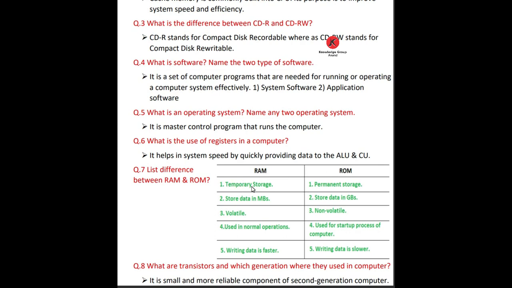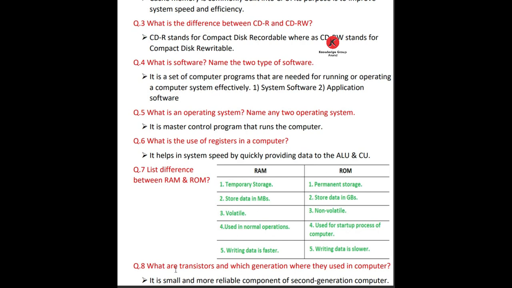RAM is a temporary storage device and ROM is a permanent storage device. RAM stores data in MBs whereas ROM stores data in GBs. RAM is volatile memory and ROM is non-volatile memory. RAM is used for normal operations and ROM is used for startup processes of the computer. Writing data is faster in RAM whereas writing data is slower in ROM. So this is all about RAM and ROM.